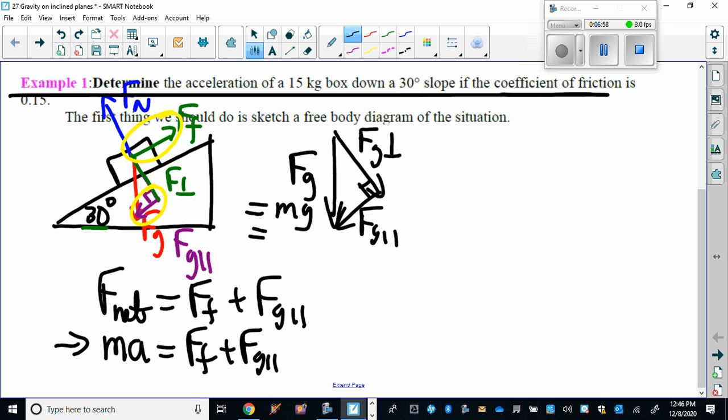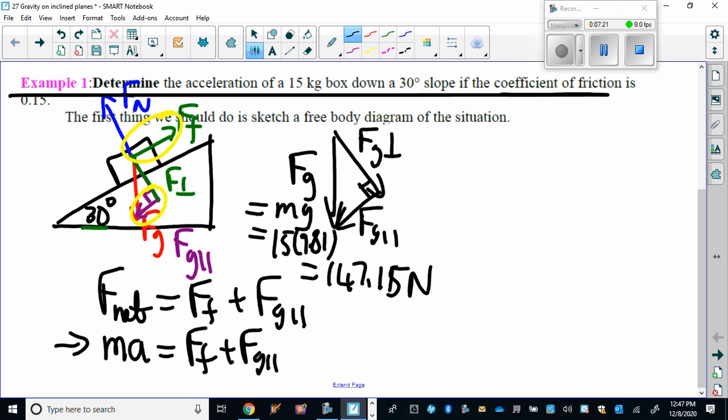M is 15 kilograms. G is 9.81. Multiply those together, and we're going to get 147.15 newtons. 147.15 newtons is the force of gravity.